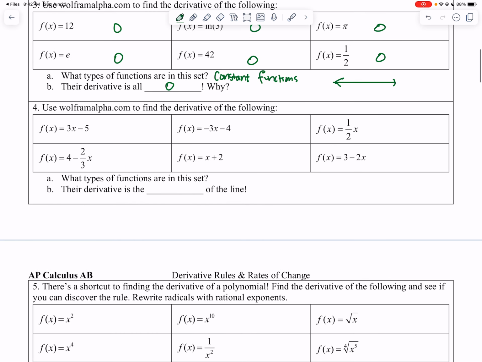Number 4, you'll probably notice that these derivatives here are just going to be the slopes of your linear functions. So all of these are linear functions. And this kind of makes sense because if it's a linear function and we're finding slope, aka derivative, then the derivative is just the slope of the line.